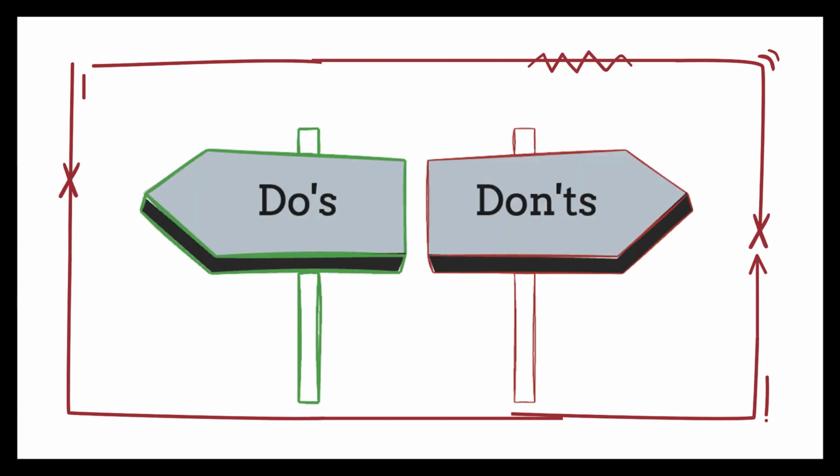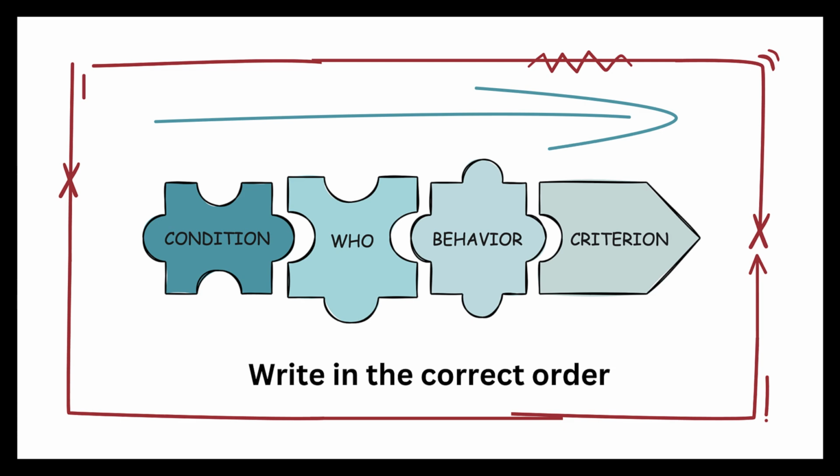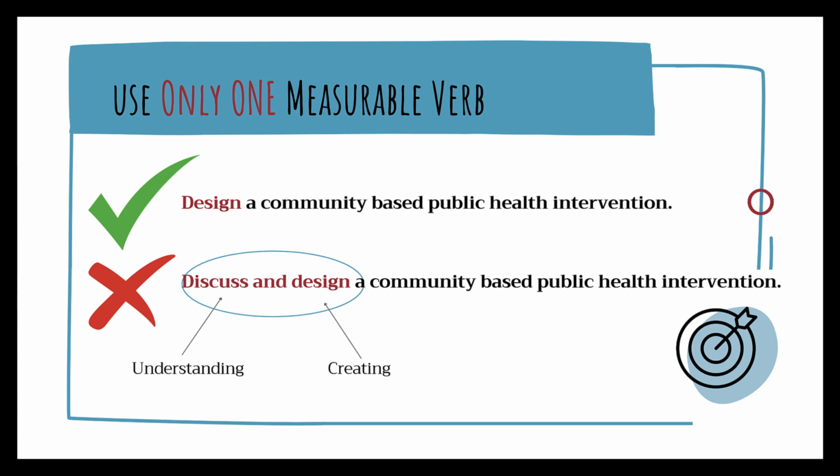Before I demonstrate writing objectives using the four-part process, I want to share some important do's and don'ts with you. You want to write your objectives in order, keeping the condition first, the who second, the behavior third, and the criterion at the end of the objective. You also want to use only one measurable verb to ensure clarity and focus. One measurement allows for precise assessment of whether the student has achieved the intended outcome. Using two measurable verbs in a learning objective can create multiple expectations that are difficult to assess simultaneously.